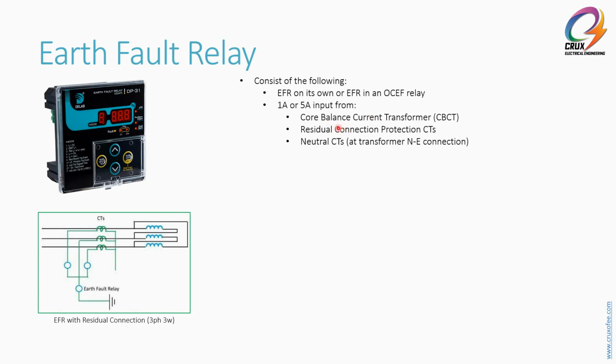Then we can also use core balance current transformer, just 1 CT covering all the 3 wires, and the single input going directly into the earth fault relay. And of course, another one is the neutral CTs, which is the single CT located at the neutral to earth connection of a LV secondary of any transformer. Okay.